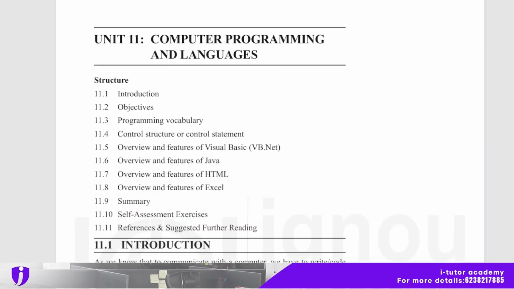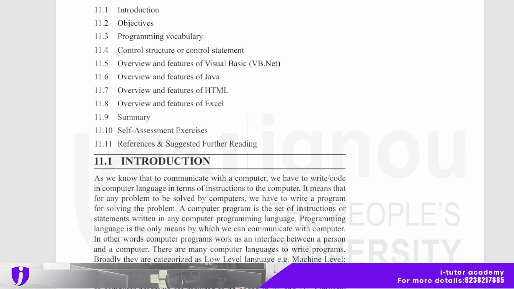In today's session we will start with unit 11, that is computer programming and languages. So what is the structure of this unit? There is an introduction, and objectives are there, programming vocabulary, control structure or control statement, overview and features of Visual Basic, overview and features of Java, overview and features of HTML, overview and features of Excel. It's all about computer language and programs. This chapter also has a summary and a self-assessment exercise.